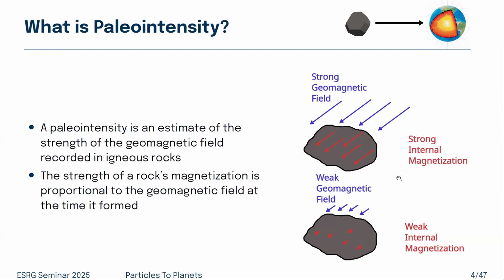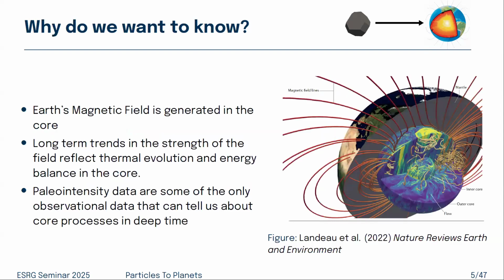So why is this useful? Why would we care about this? Why would we want to know what the magnetic field was doing in the past? Well, this is a window into the core. Earth's magnetic field is generated in the core by the movement of iron. And so long-term trends in the strength of that field represent evolution of that core in some way.